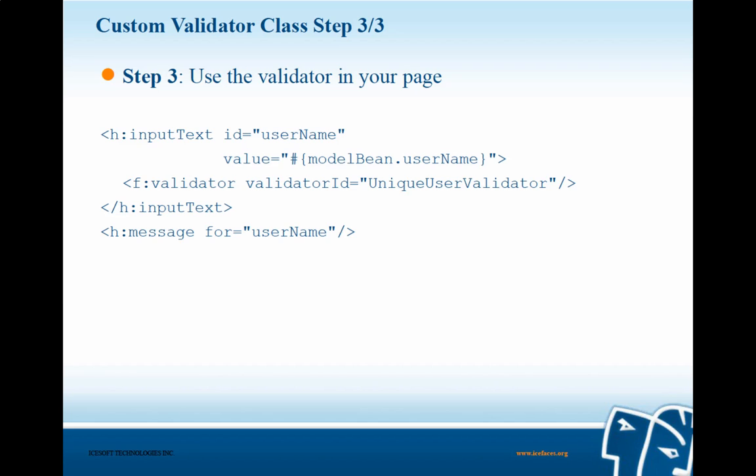Step 3 is to use the validator in our page. So here we have an h:inputText, and nested within this tag is an f:validator tag with a validator ID that corresponds to our custom validator, uniqueUserValidator.